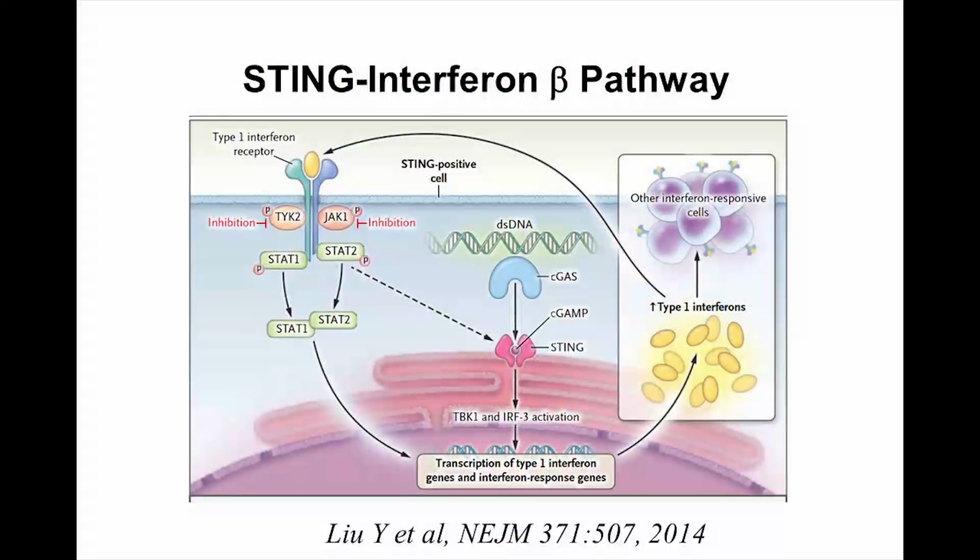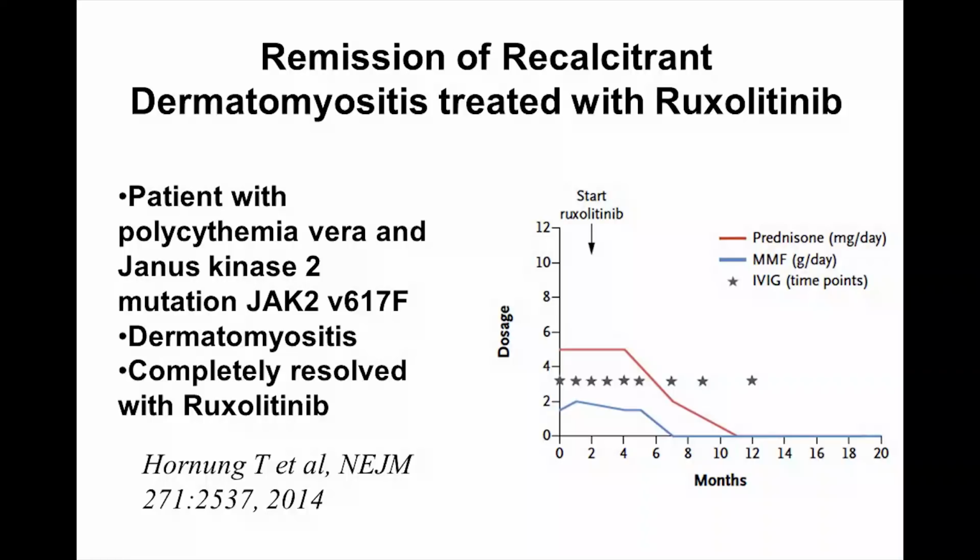We've also heard about interferon beta, as I just told you about, and also the STING pathway. And I wanted to show you that part of the interferon signaling includes JAK1 and TYK2 that have effects on STAT1, STAT2. And so what you can do is with these JAK inhibitors, you can impact this type 1 interferon pathway.